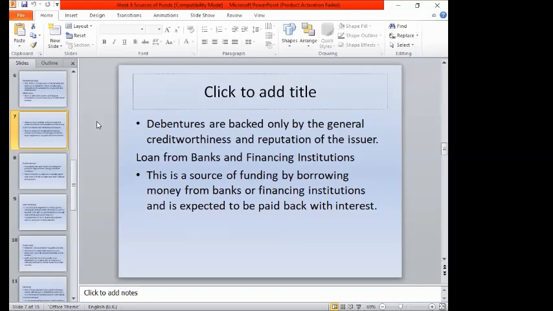Another form of a common source of funds is the loan from the banks and financial institutions. So it talks about borrowing money from the bank. And what are the other financial institutions? It talks about credit unions, pawn shops, lending institutions, insurance corporations, okay? Those are the other financial institutions, okay?